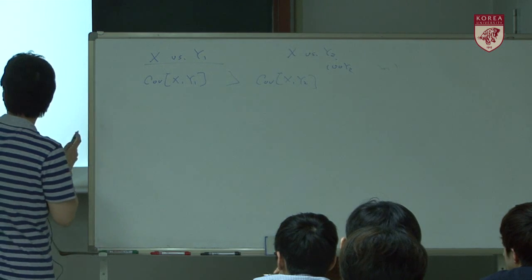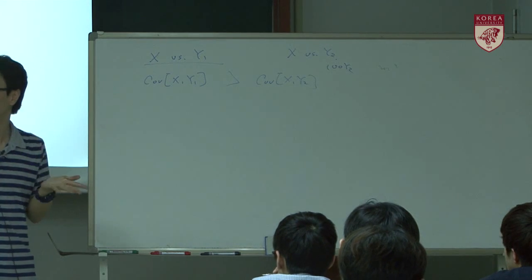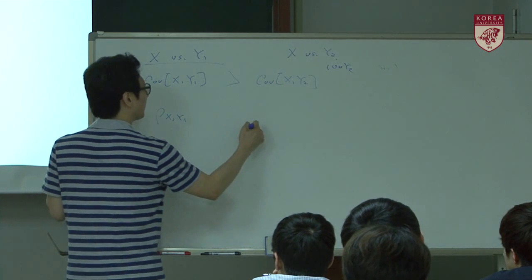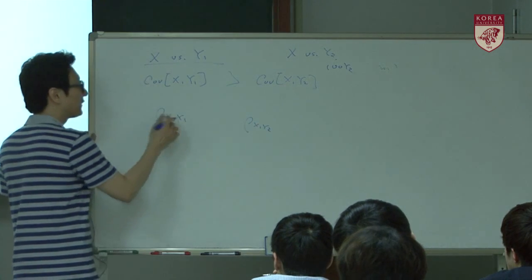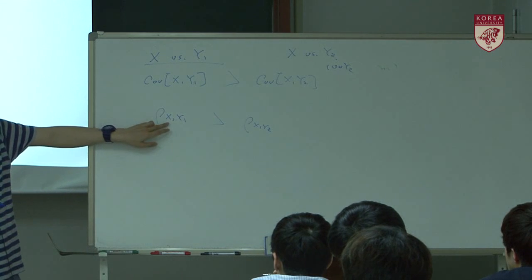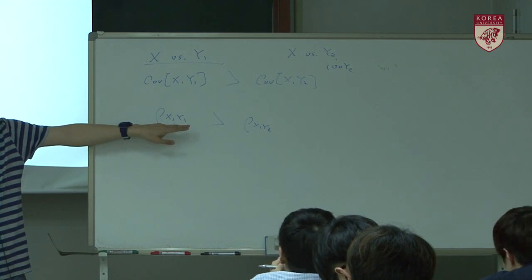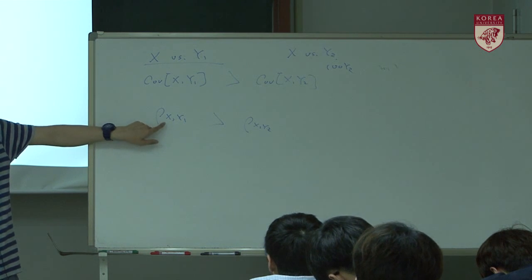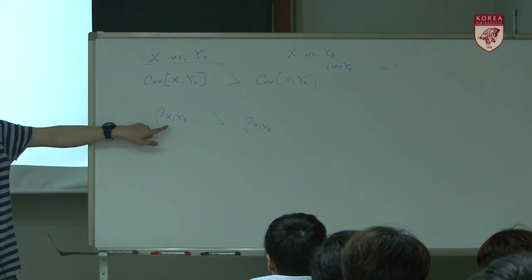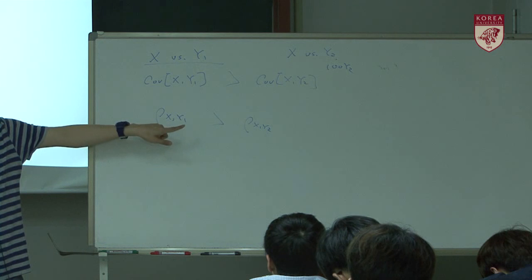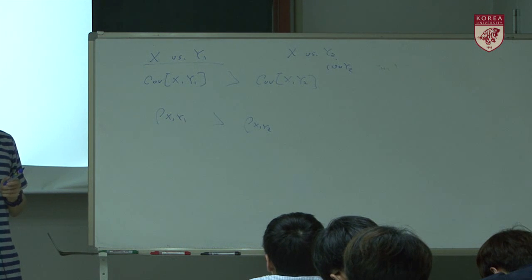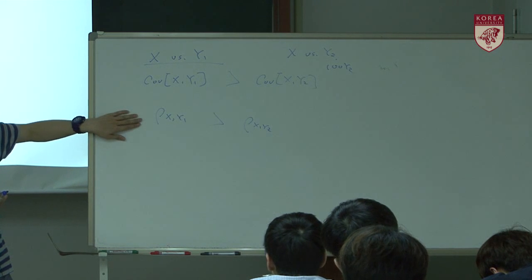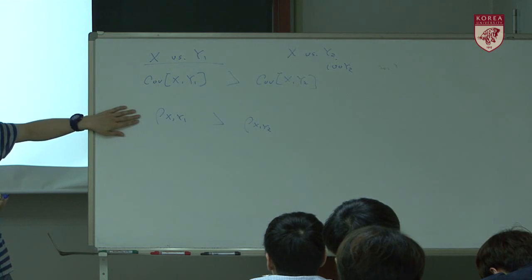However, the correlation coefficient is scaling free. When we measure the correlation coefficient of x and y1 and of x and y2, if the correlation coefficient of x and y1 is larger than that of x and y2, then we can definitely say x and y1 are more correlated than x and y2. So x is more correlated to y1 than y2. We can definitely say this because it is scaling free. Okay.